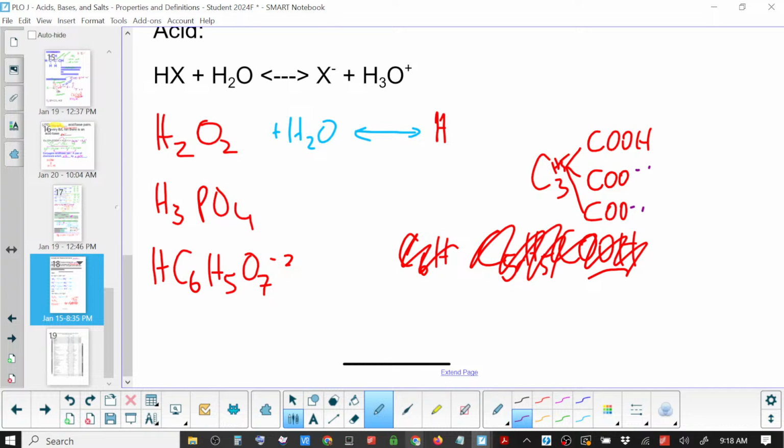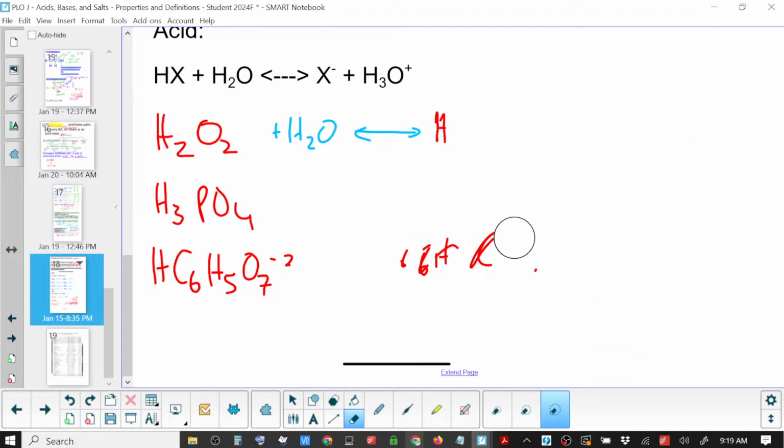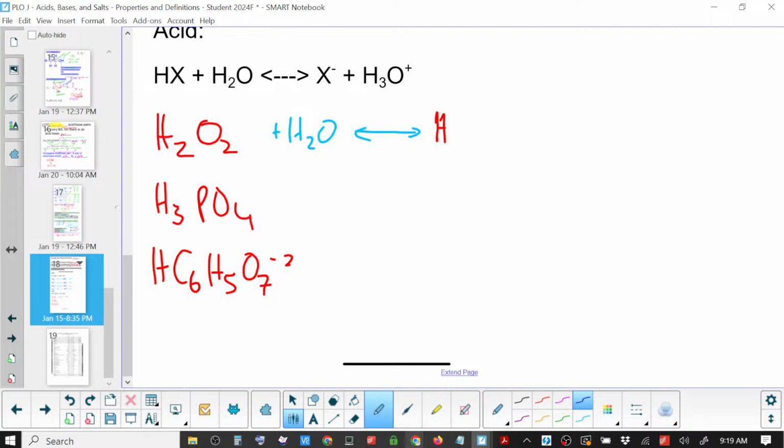Wait, if you lose a proton, is that just balance? If you lose a proton, you become more negative, yes, because protons are positive. Very positive people. HO2 minus loses that H. So it's H2PO4 minus. Don't forget your charges at the end.